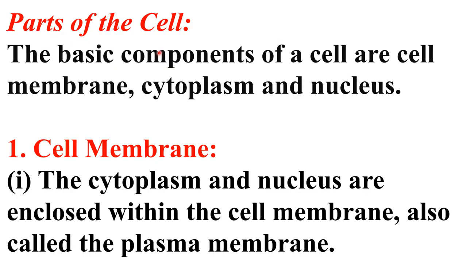Parts of the cell. The basic components of a cell are called cell membrane, cytoplasm and nucleus. Cell membrane. The cytoplasm and the nucleus are enclosed within the cell membrane, also called the plasma membrane. Okay, so the cytoplasm and nucleus are there inside the cell membrane and it is also known as plasma membrane.